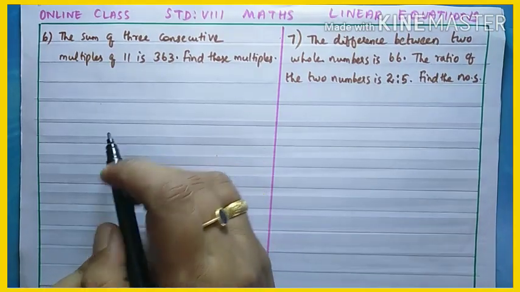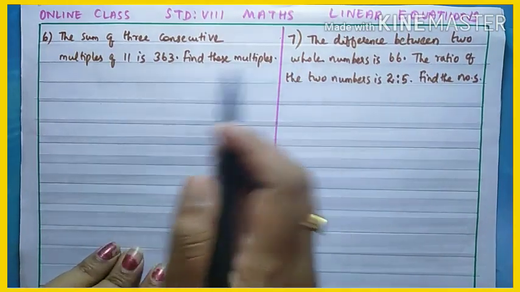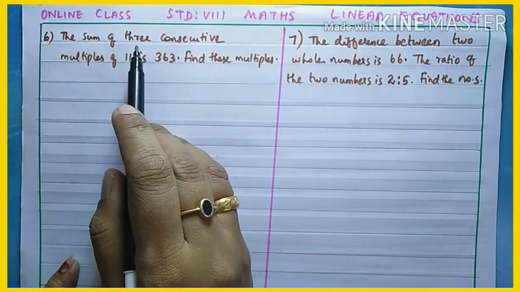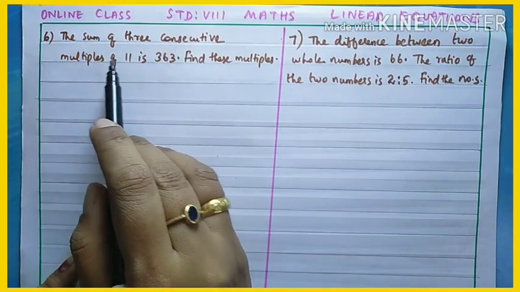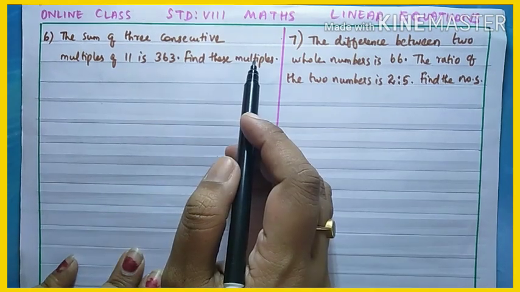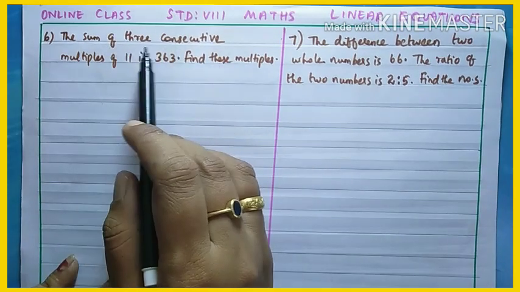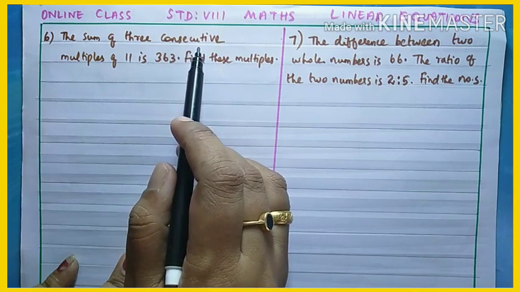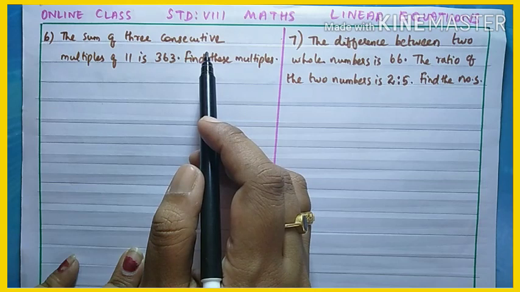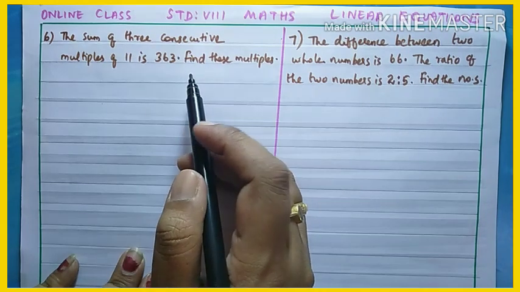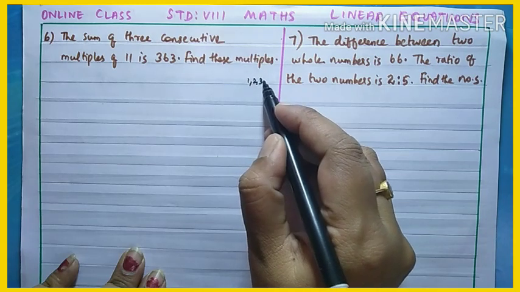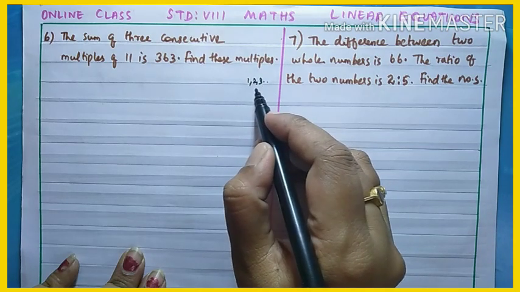Okay children, next question. I have written here 2 questions. First we can see this one. The sum of 3 consecutive multiples of 11 is 363. Find these multiples. Okay. What do you mean by consecutive? Consecutive means the next numbers, correct? The near numbers. If we are taking 1, 2, 3, they are consecutive numbers.